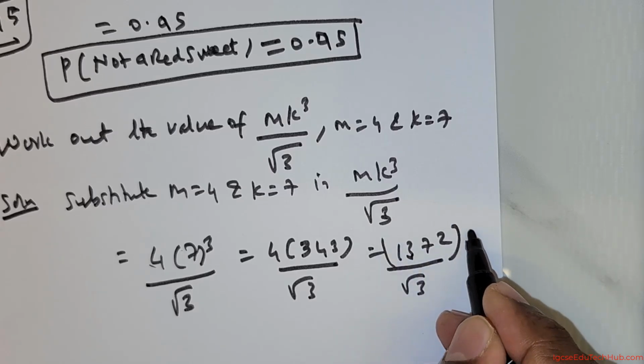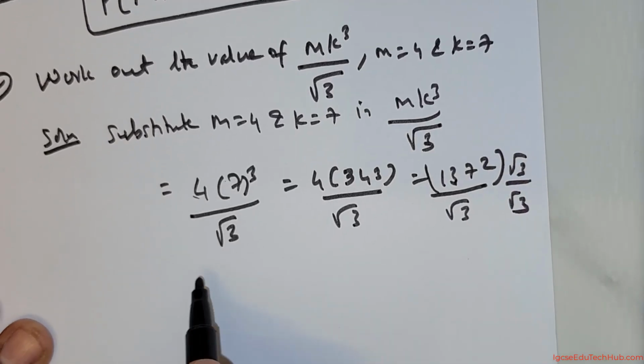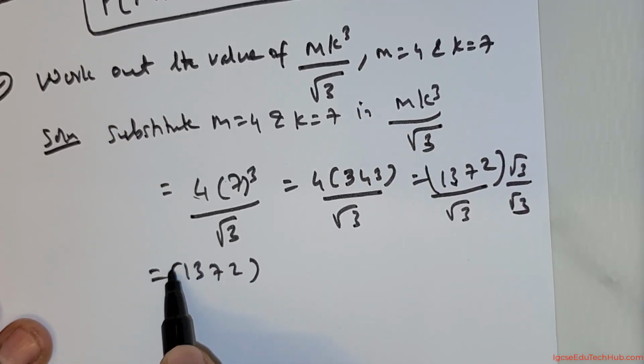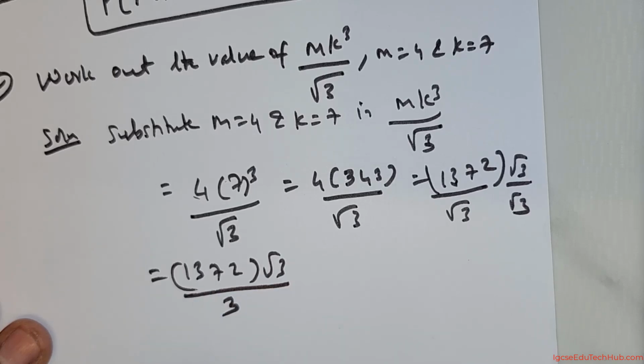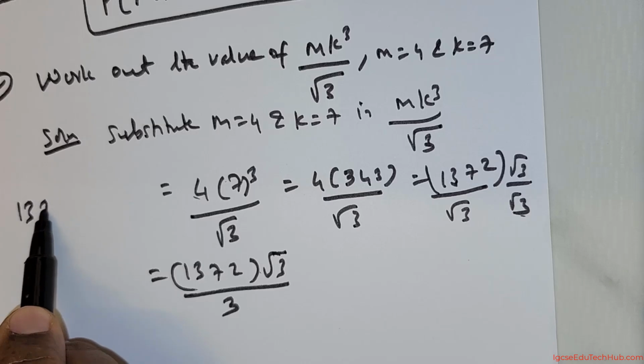Now you can multiply by root 3 and divide by root 3. That would give you 1372 times root 3 divided by 3, since root 3 times root 3 is 3. Now see if you can divide this by 3. It's not possible, because it will have a remainder. So what you can do is multiply these two and divide by 3. So you can use your calculator.